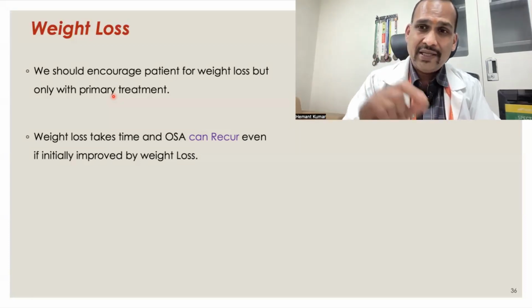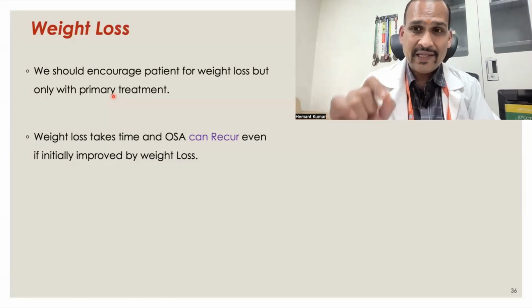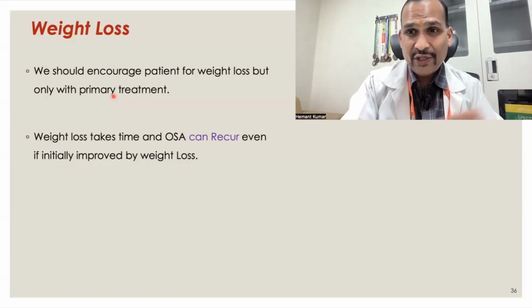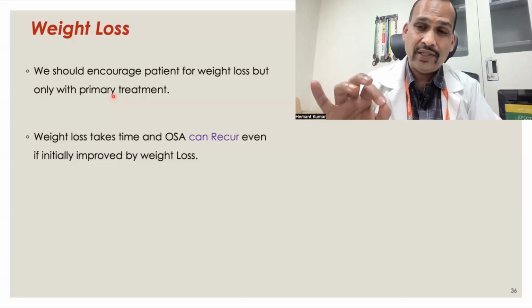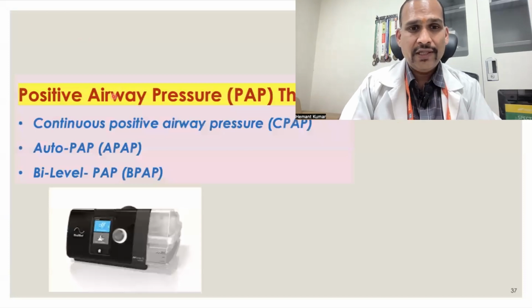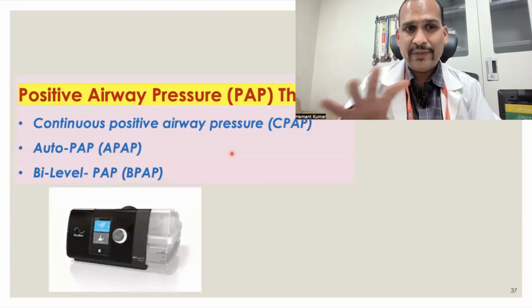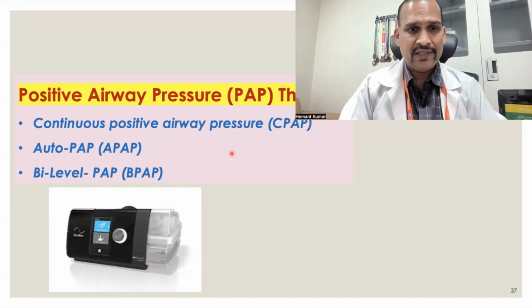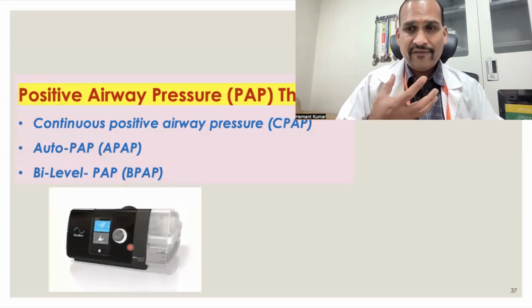In an OSA patient, weight is like stubborn. It will not get reduced easily. It is very difficult to lose weight in an OSA patient. So we have to advise. The main treatment is positive airway pressure therapy. So what is airway pressure therapy? We have to apply a mask. This is the machine. We have to apply a mask which will give pressure.